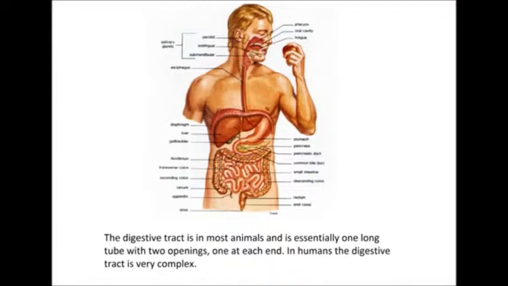The digestive tract in most animals is essentially one long tube with two openings, one at each end. In humans, the digestive tract is very complex. Here are the main parts of the digestive tract.